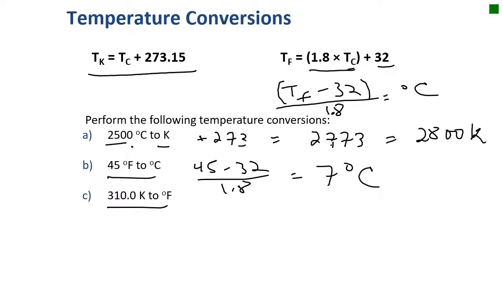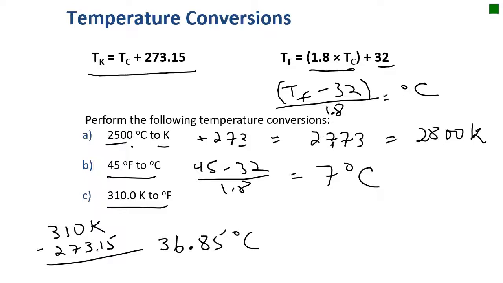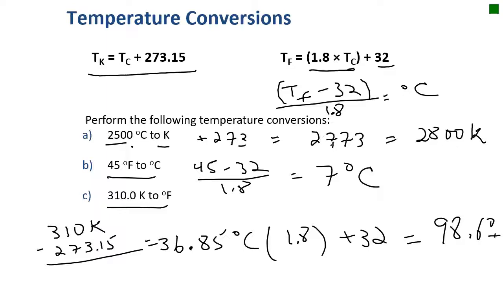Now, if I want to go from kelvins all the way to Fahrenheit, it's going to be 2 steps. So I'm going to take 310 kelvins. I'm going to subtract 273. And since I've got a decimal there, I'm going to need to include the 0.15. And that is going to give me a value of 36.85 degrees Celsius. I know that to get to Fahrenheit, I'm going to multiply by 1.8 and add 32. And when I do that, I'm going to get 98.6 degrees Fahrenheit.